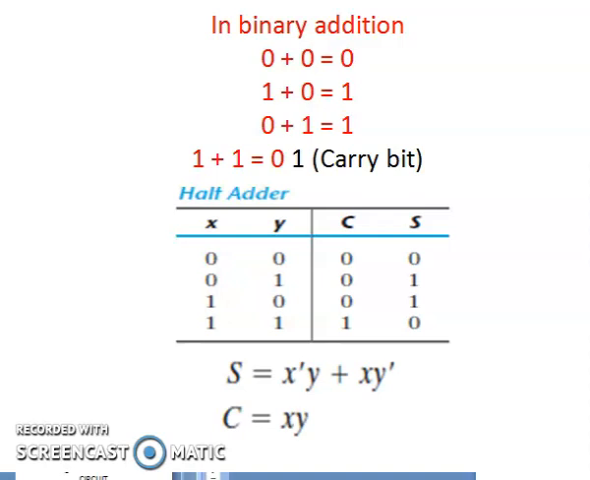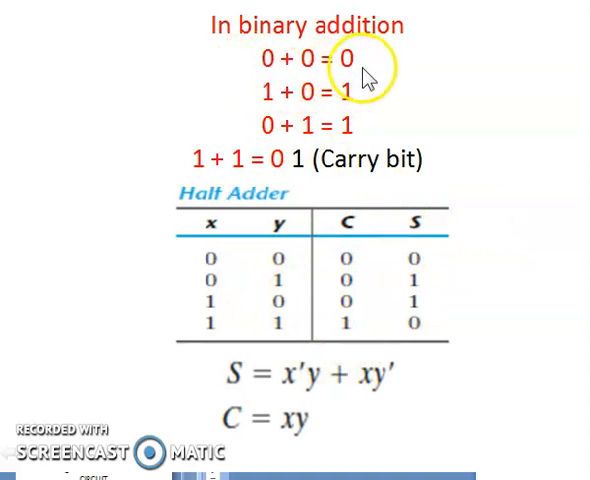Second step in the design procedure is we need to construct the truth table. So, with two inputs, we will have four possible combinations. List out all the four possible combinations and write the outputs. To write the sum and carry output, we need to follow the binary addition.